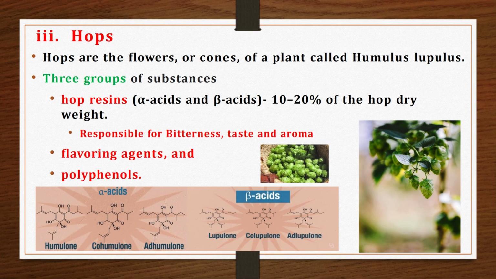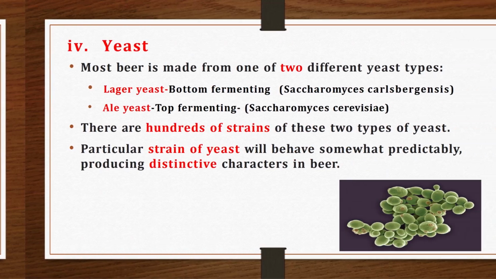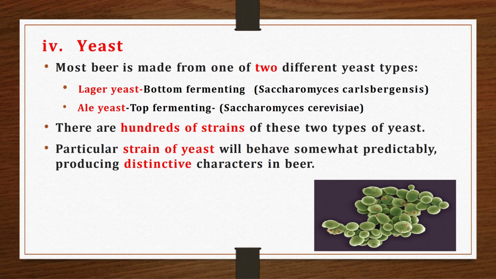Our third essential ingredient is hops. Hops are the flowers or cones of a plant called Humulus lupulus. They contain 3 important groups of substances: hop resins, which include alpha acids and beta acids, making up 10 to 20% of the hop dry weight. These are responsible for bitterness, taste, and aroma, flavoring agents, and polyphenols. The slide breaks down the specific compounds. For alpha acids we have humulone, cohumulone, and adhumulone, and for beta acids we have lupulone, colupulone, and adlupulone. And finally, our fourth ingredient, yeast.